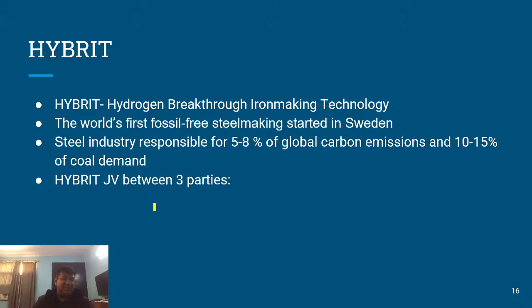Now, what exactly is HYBRIT? It's actually a JV or a joint venture between three parties. Which are those three parties? Let us understand. One is a steel making company, SSAB, again a Swedish company. The other one is a mining company called LKAB.